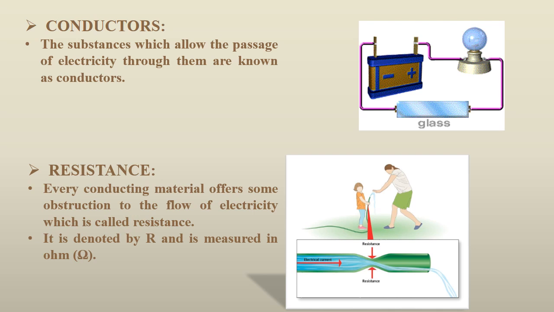It is denoted by capital R and it is measured in ohm. It is basically required to avoid the extra flow of current and to preserve the electricity.